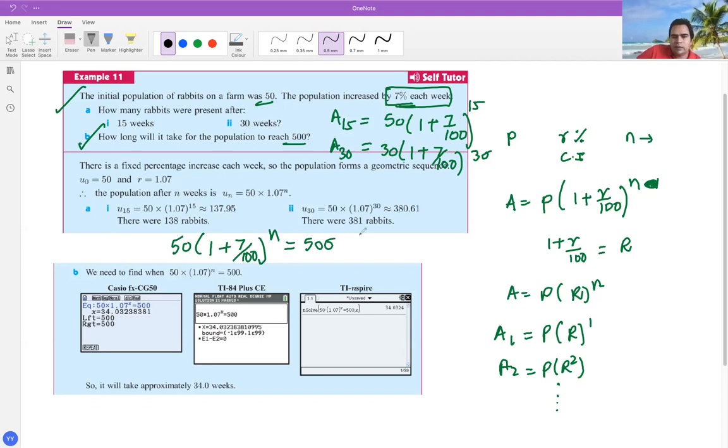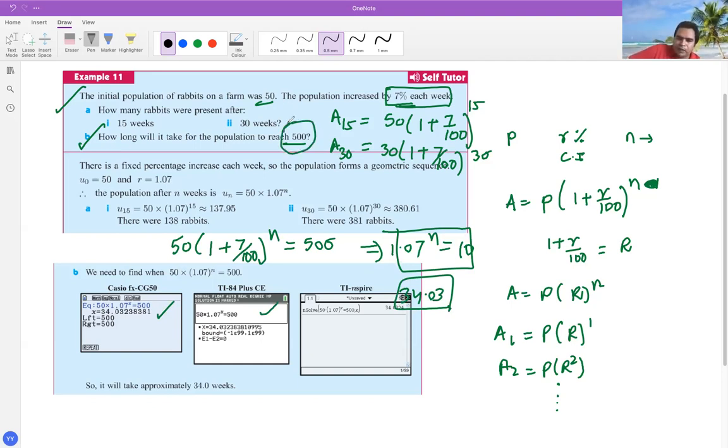So this will become 1.07 to the power n is nothing but 10. And then you solve for n. So when you solve for n using either the n-solve that you can see on a calculator, or a solver, whatever it is, you get the answer as somewhere around 34.03. So after approximately 34 weeks, your population will reach 500. Now, this is a general presumed-knowledge-based financial calculation, or you can say real life calculation.